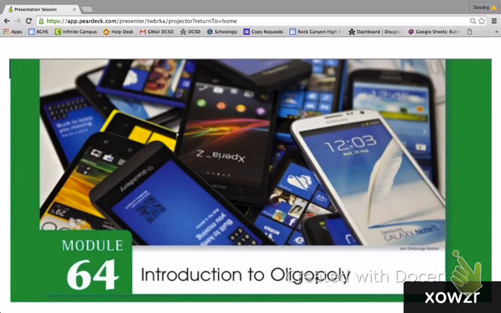In the last three modules, we focused on the market structure of monopoly. In this module, we are going to look at the third of four different types of market structures, and this one is called oligopoly. Oligopoly and the structure we will study after this one, monopolistic competition, are much more realistic and much more common forms of market structures than either monopoly or perfect competition.